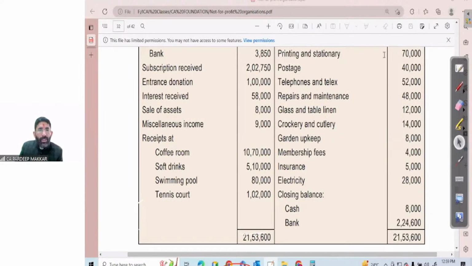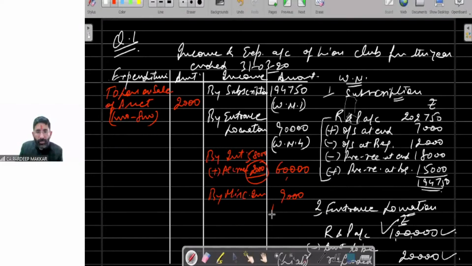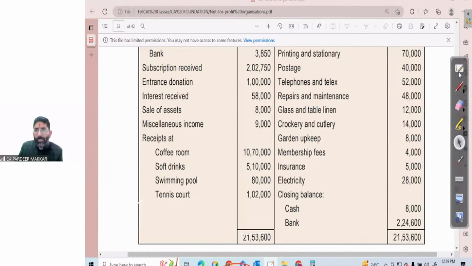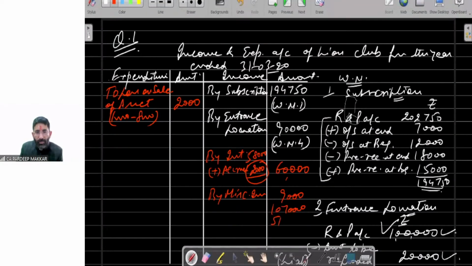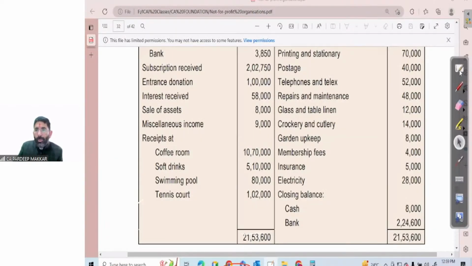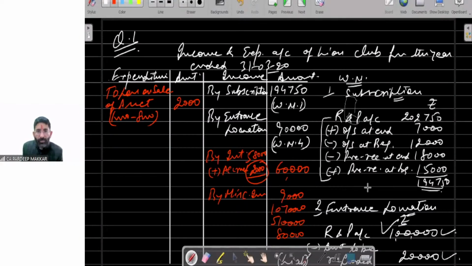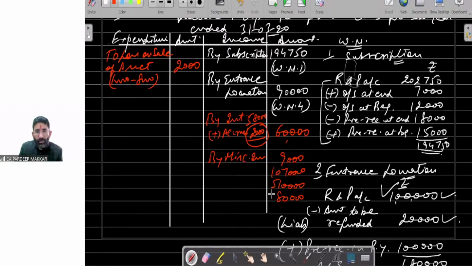Then receipt at various places, coffee room, etc. So these will be entered as an income: 10,70,5,10,80,000 and 1 lakh 2,000. So by receipt, these will be mentioned here.